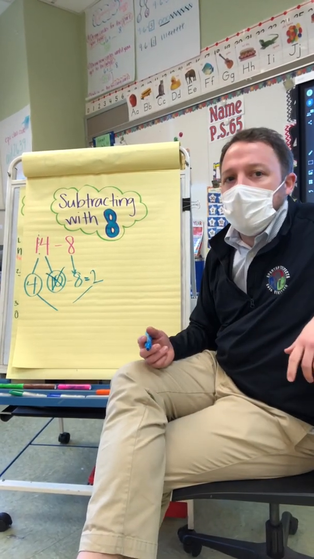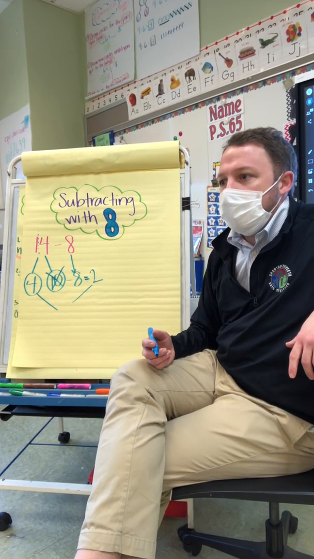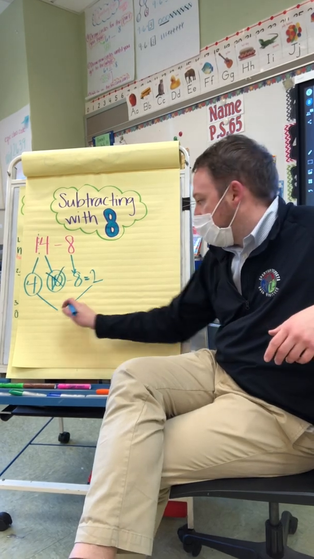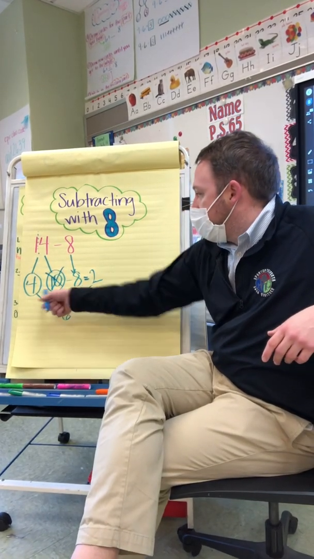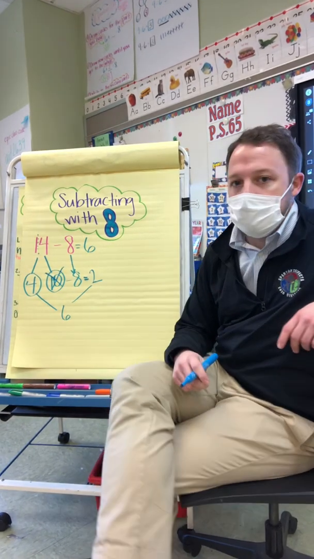What's 4 and 2, Noe? 10. Not 10. Guys, adding 4 and 2, please. Amy? 6. 6, thank you. So, 4 and 2 is 6. So that makes 14 minus 8, 6.